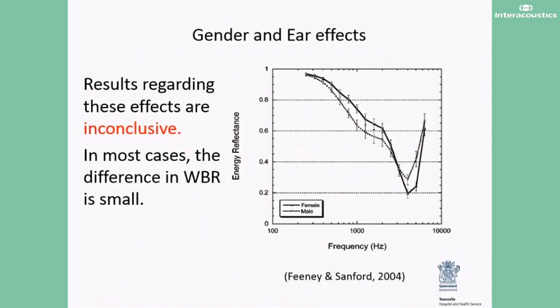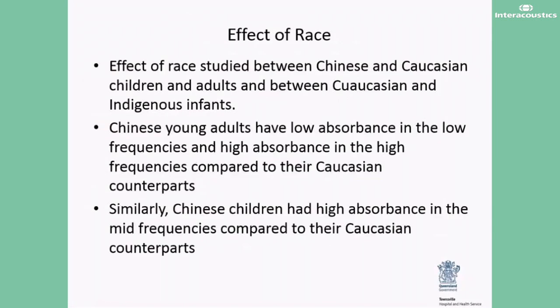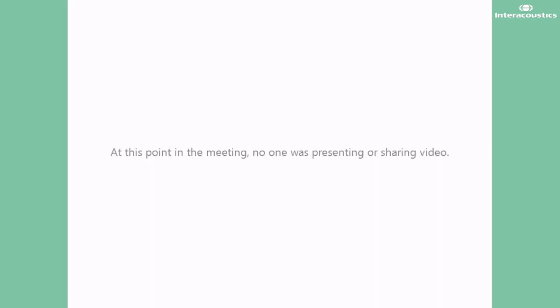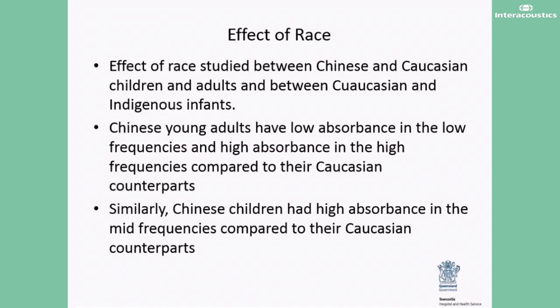Let's examine the effect of race on wideband absorbance. There are very few studies on the effect of race on wideband absorbance. The absorbance has been compared between Chinese and Caucasian children and adults. Chinese children and young adults are reported to have lower absorbance at low frequencies and higher absorbance at high frequencies compared to their Caucasian counterparts. Similarly, Chinese children have increased absorbance in the mid frequencies compared to their Caucasian counterparts.